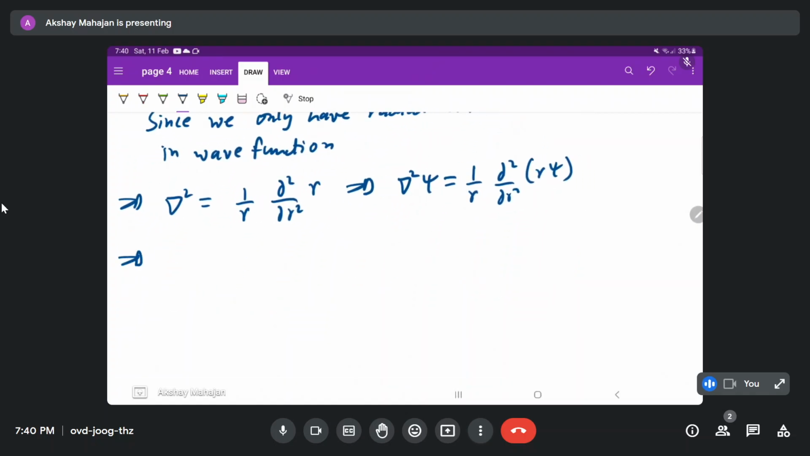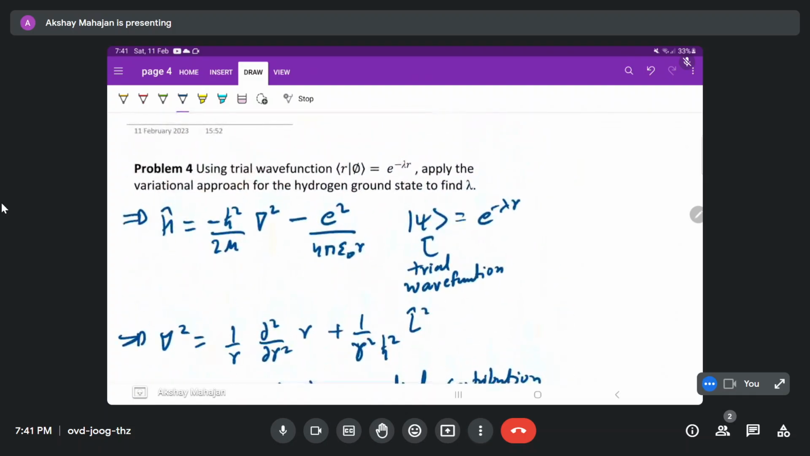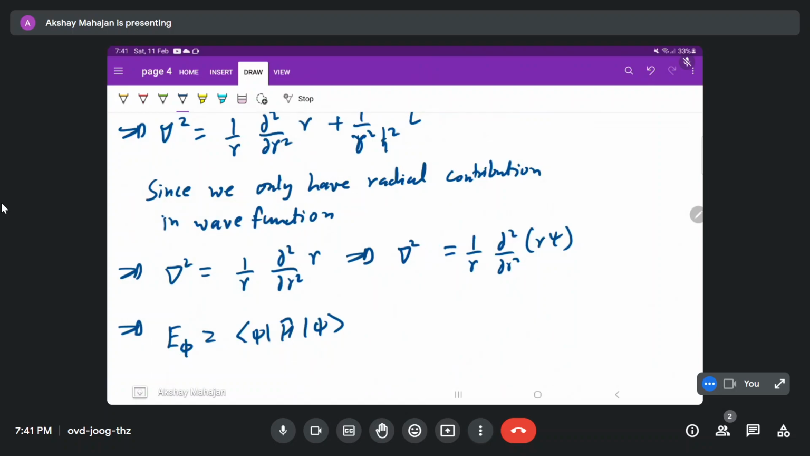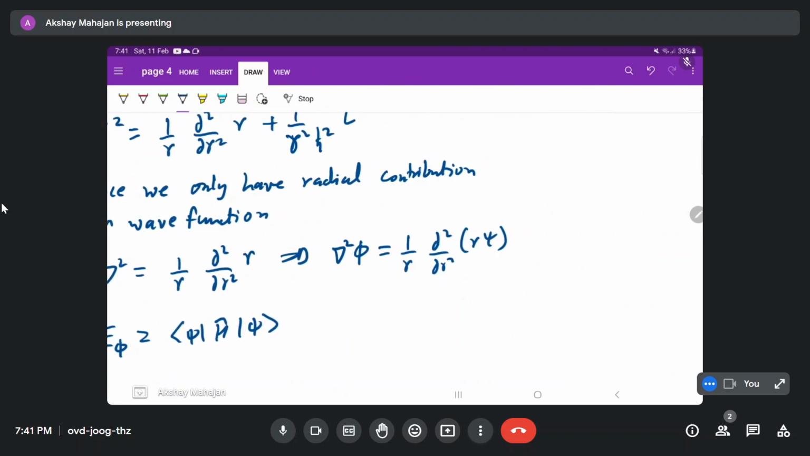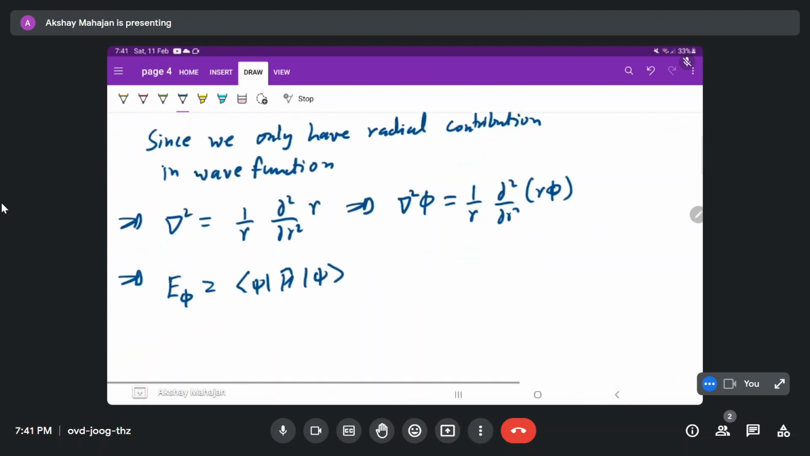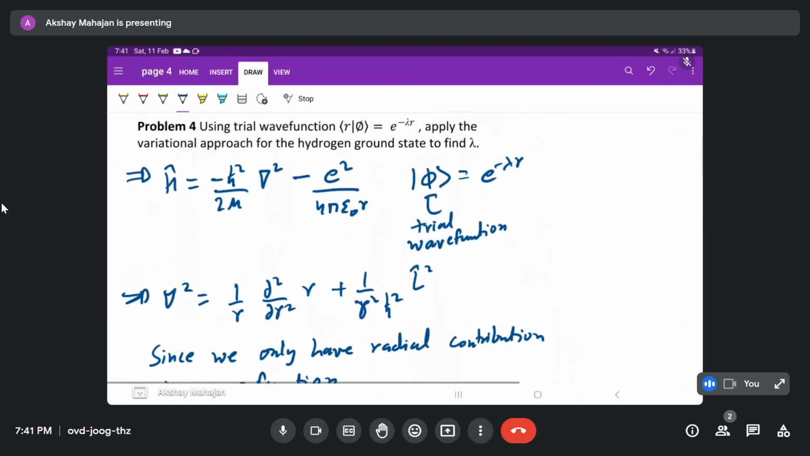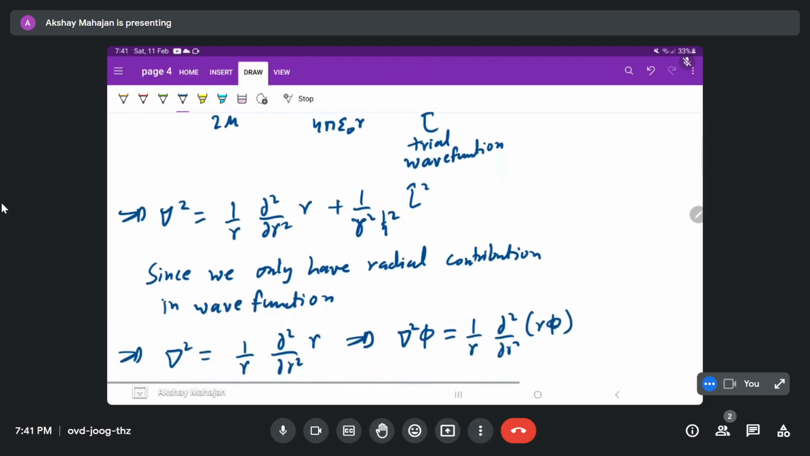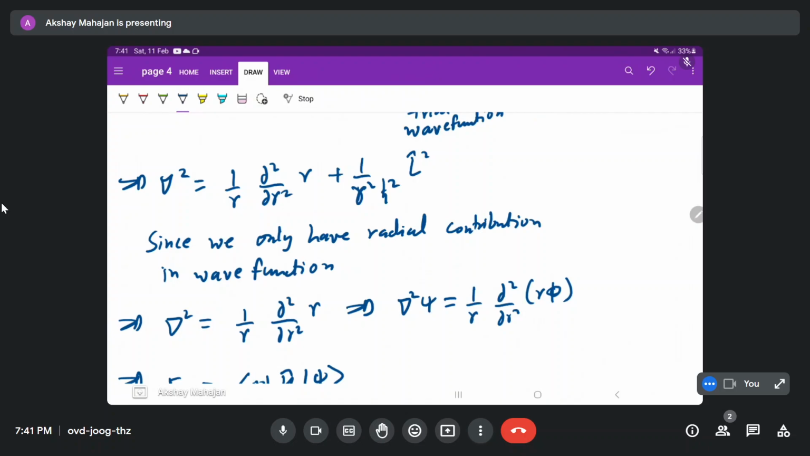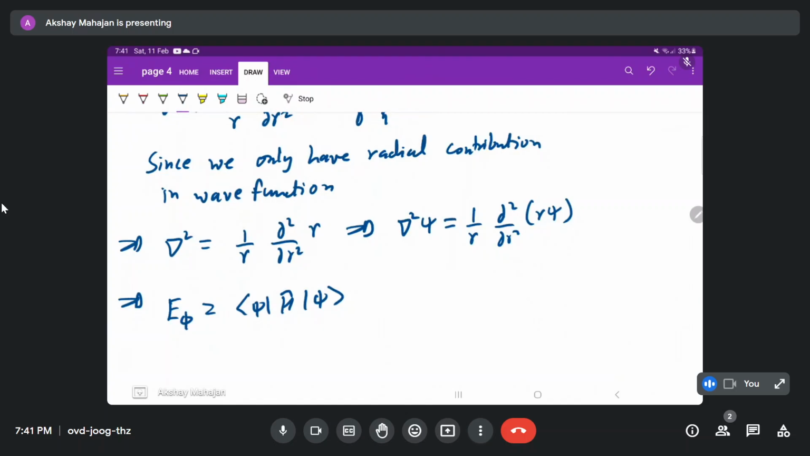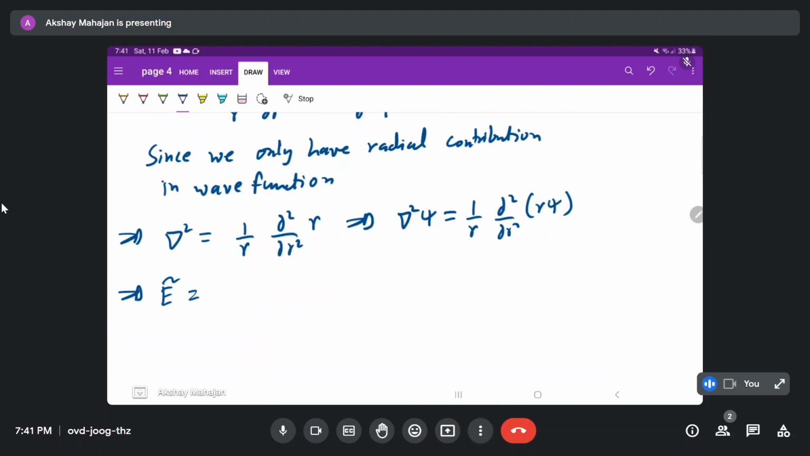So let's come back to this. Again going with the same procedure, it will be psi H cap psi. Let me just write this as my E tilde instead of this notation. E tilde is equal to psi H cap psi divided by psi psi.